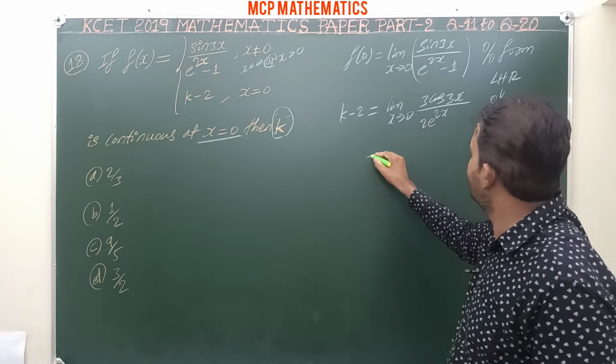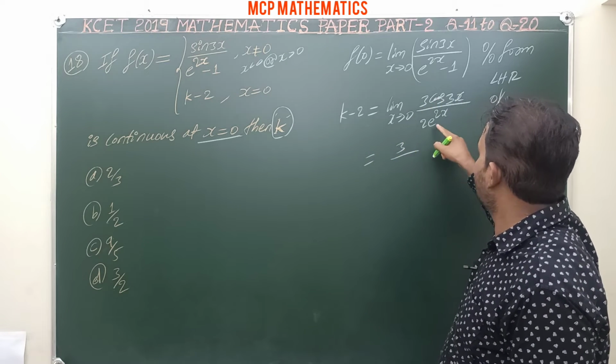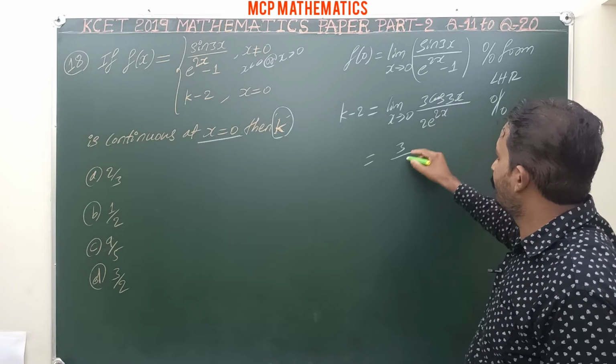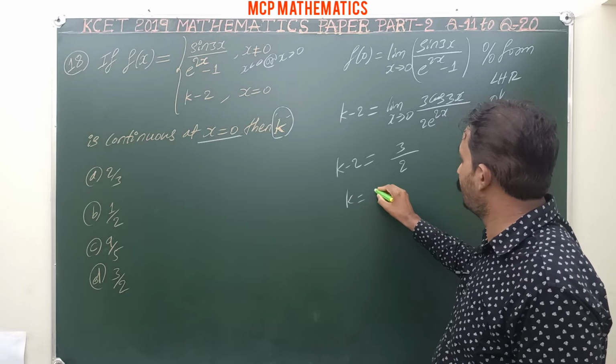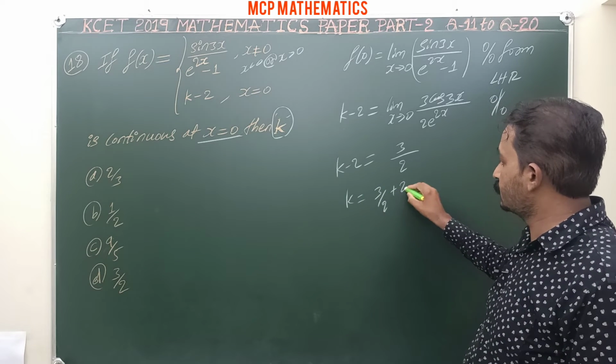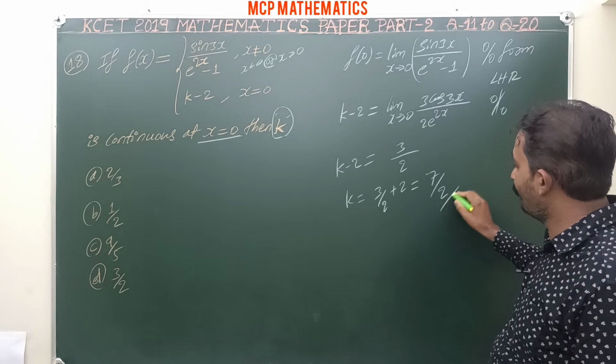Now apply the limit. In this case cos 0 is 1, into 3, 3, divided by e power 0 is 1, 1 into 2, 2. So k minus 2 is equal to 3 by 2. Now k is equal to 3 by 2 plus 2. 2 twos are 4, plus 3, 7 by 2 is the answer. So here the k value is 7 by 2.